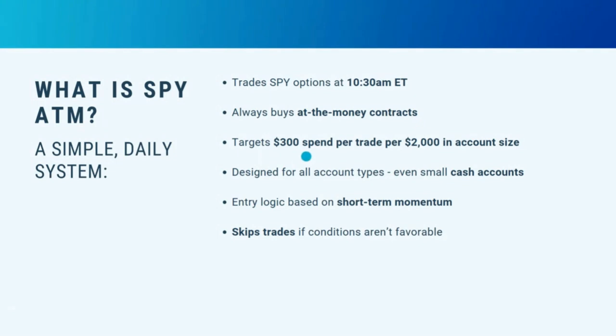And the system will target about a $300 spend per trade per $2,000 in account size. And here's something that's new with version 1.1. Each alert is now going to include a suggested contract size for multiple account tiers so that you can scale up or scale down based on your capital. So if you've got a $2,000 account, we'll tell you how many contracts to buy. If you've got a $5,000 account, we'll tell you how many contracts to buy. If you've got a $10,000 account, we'll tell you how many contracts to buy. So it takes all the guesswork out of it.